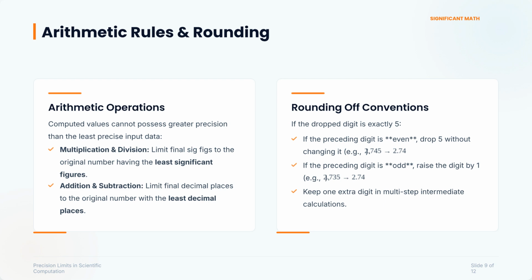When performing arithmetic, results should not exceed the precision of the input data. We also follow specific rounding conventions, like rounding to the nearest even digit when the dropped digit is 5.